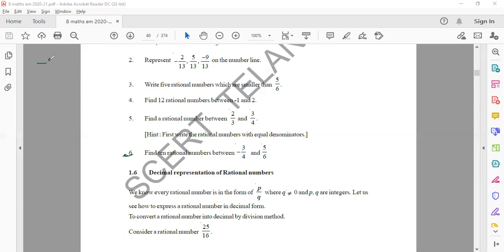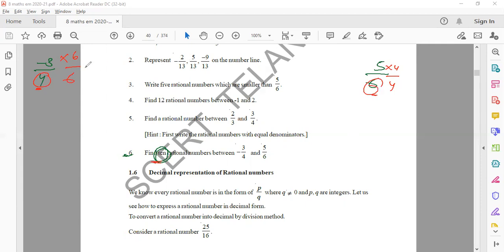Okay, next we'll go for the 6th question. The 6th question is the same thing: minus 3 by 4 and 5 by 6. Find 10 rational numbers; they specifically mentioned 10, so you should find 10 numbers. First of all, the denominators are not the same. This denominator is 4, you multiply this side by 6, and this 6 you multiply by 4.